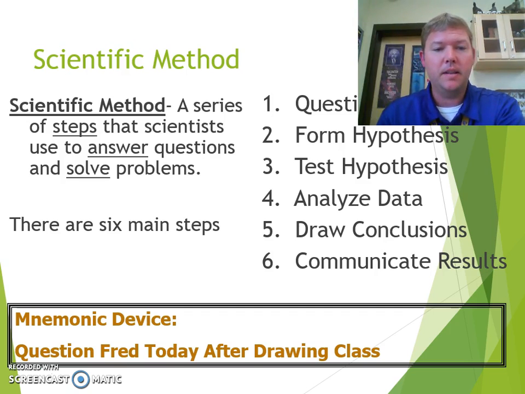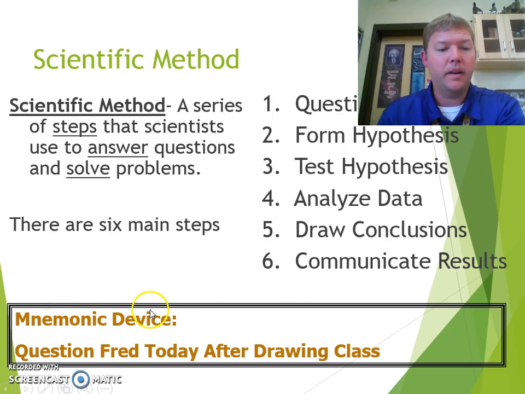There are 6 main steps that we're going to follow in this class. The first one is to come up with a question. From our question, we form a hypothesis. Then we test our hypothesis. We analyze our data, step 4. Step 5, we draw conclusions. And then finally, step 6, we communicate our results.